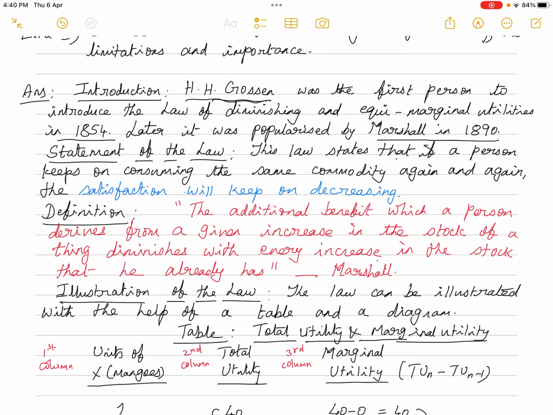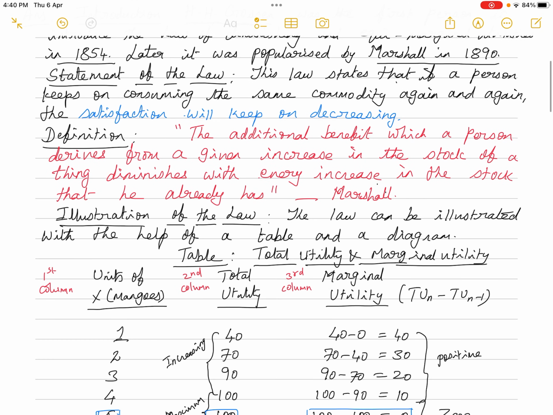So remember, I am reminding you again, the definition, the quotation has to be word by word as it is. You cannot change the words. So close the inverted commas and you have to mention who has given this quotation as definition. Okay, in this case this is Marshall.